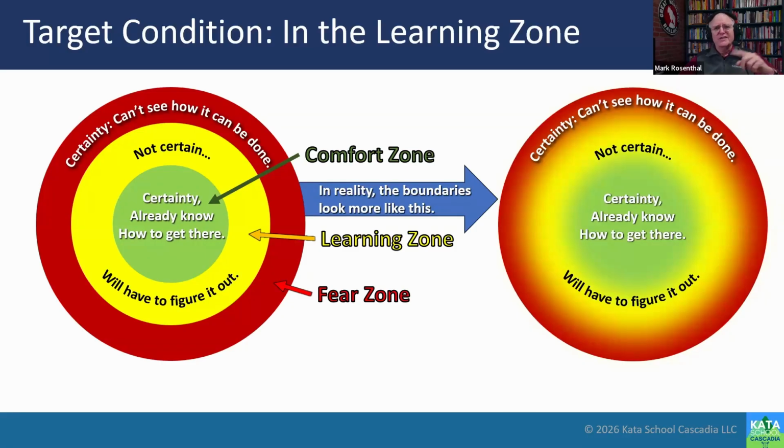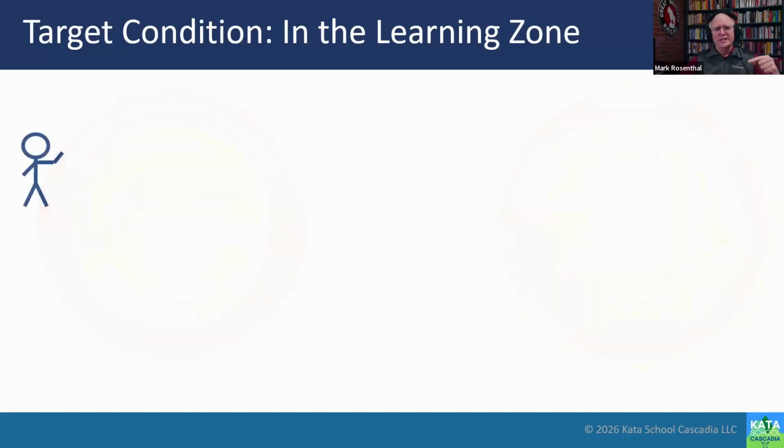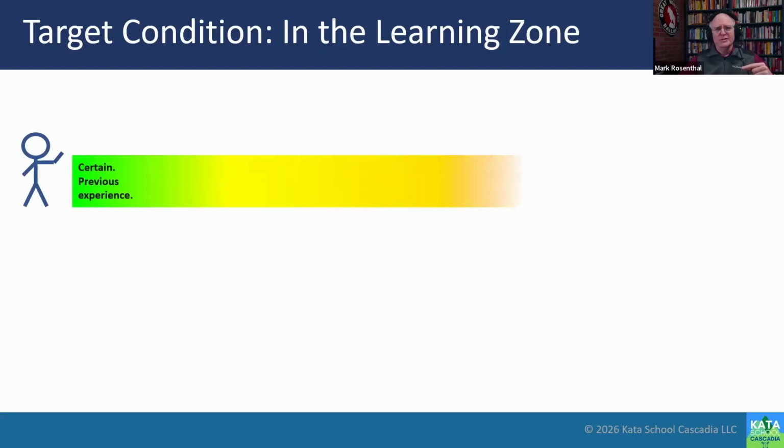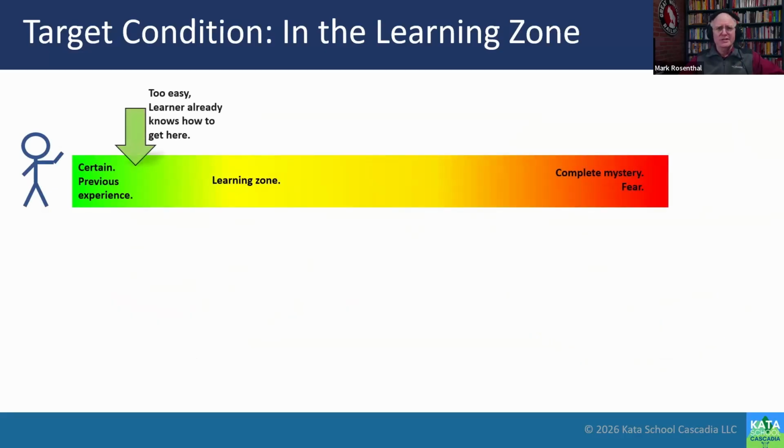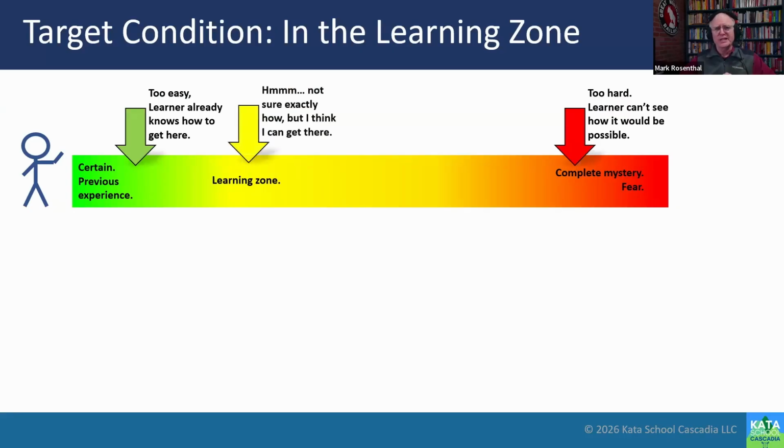And if I were to take that circle and unroll it, we can make another point here. So this is the same graph. It's just now on a horizontal plane. And there's where, hey, this is really too easy. They already know how to do it. That's way too hard. And the Goldilocks zone here is somewhere in the yellow. So I've got a target condition, and I want my learner's target condition to be challenging but not overwhelming.